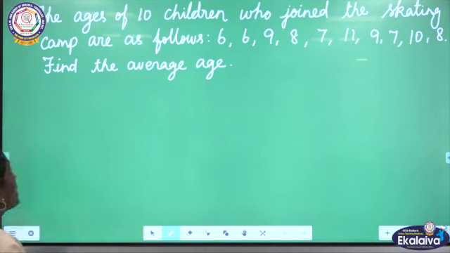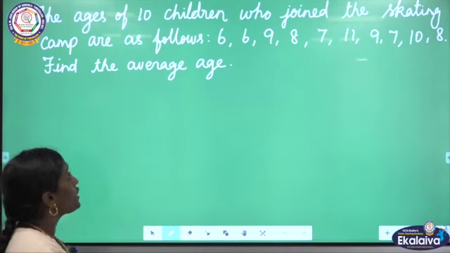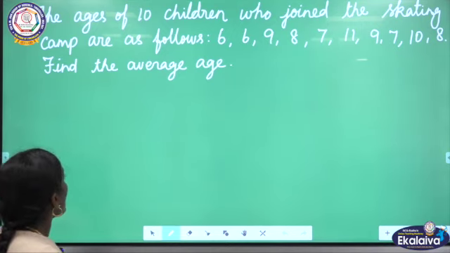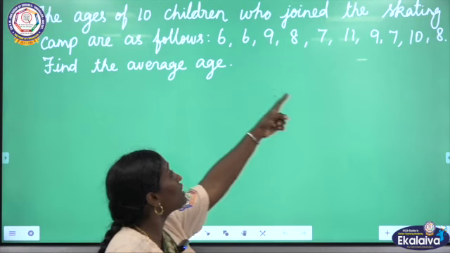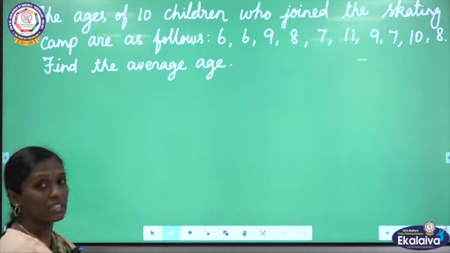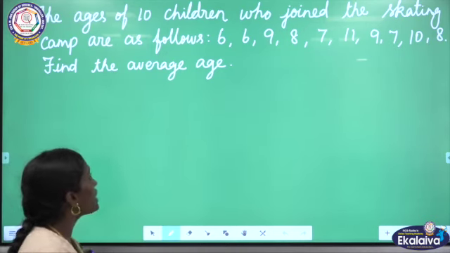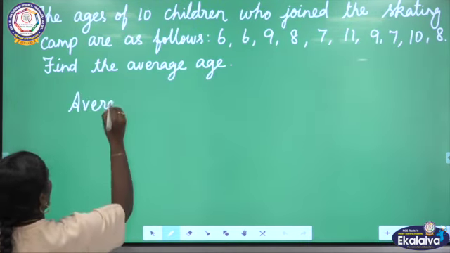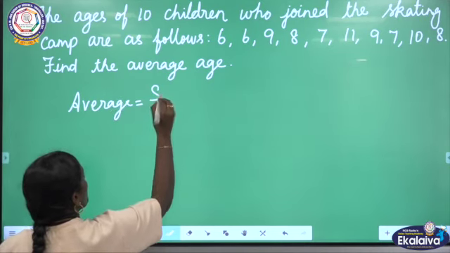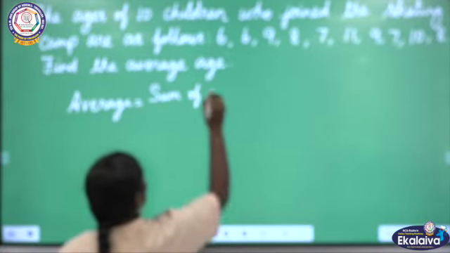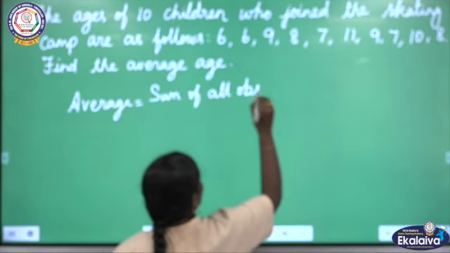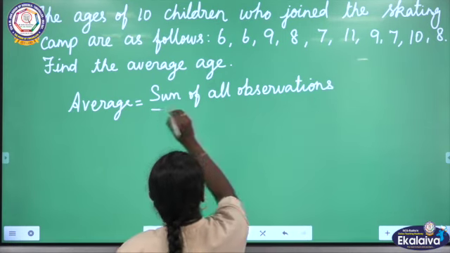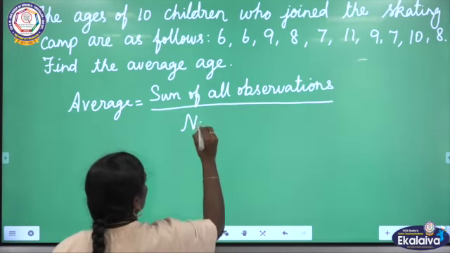Then the next one: the ages of 10 children who joined in the scouting camp are as follows. Find the average age. Here the ages of 10 students are given. We are going to find the average age. So, what is the formula to find the average? Average is equal to sum of all observations divided by number of observations.